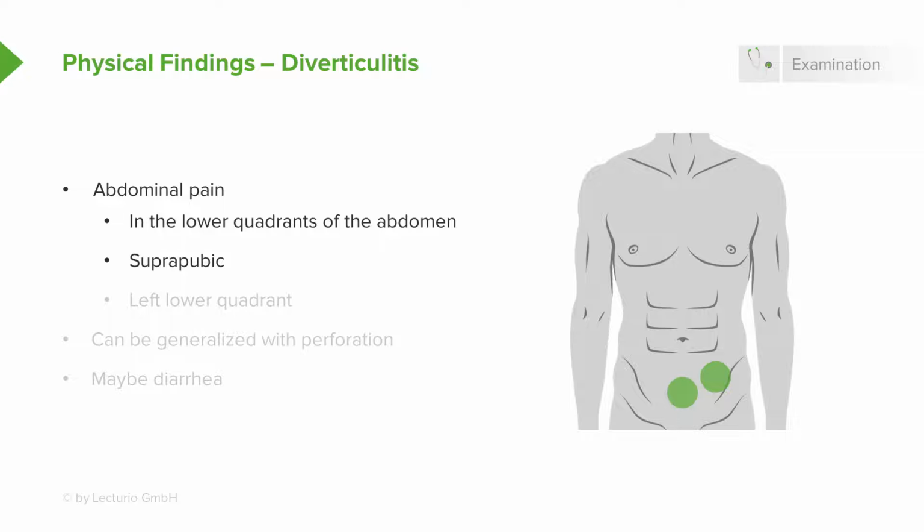Remember that the sigmoid colon is very floppy. It can either be on the right side of the abdomen or on the left side of the abdomen. So right lower quadrant abdominal pain can be due either to right-sided diverticulitis or to a floppy sigmoid colon. But classically, it's been described as left lower quadrant abdominal pain. This pain can become generalized with perforation. Although by definition, diverticulitis is a microperforation, the perforation where we're talking about generalized peritonitis is usually associated with a large perforation.